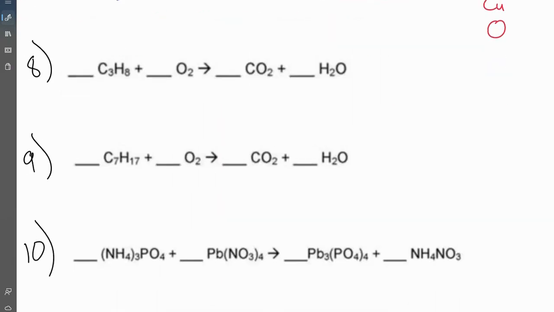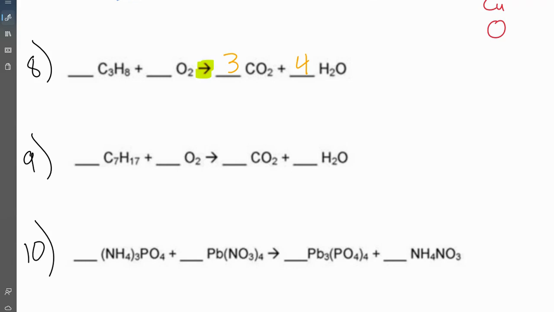All right, number 8. Okay, let's just do this process here. On the left, we've got 3 carbons. On the right, 1 carbon, so we need times 3. On the left, 8 hydrogens. On the right, only 2. So how do we get from 2 to 8? What do we multiply by? Times 4.